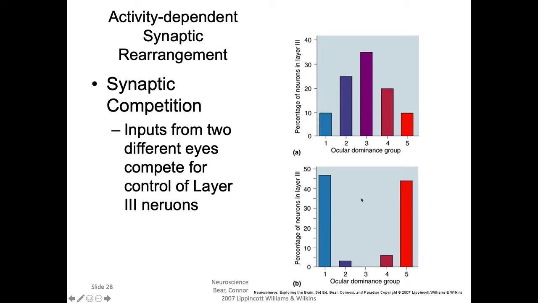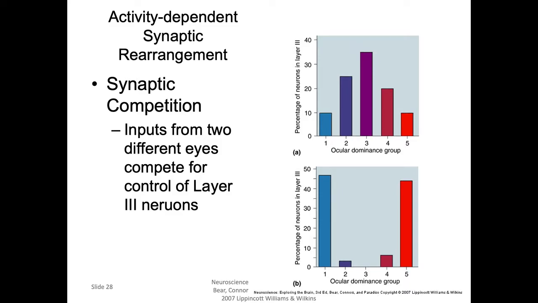In this case, here's our normal type of situation in layer 3. But what they've done is they've done some kind of intervention here to affect the animal. And the question to consider here is, looking at this, what do you think happened? Why is it that you have all monocular here and here? What could actually cause that to occur?